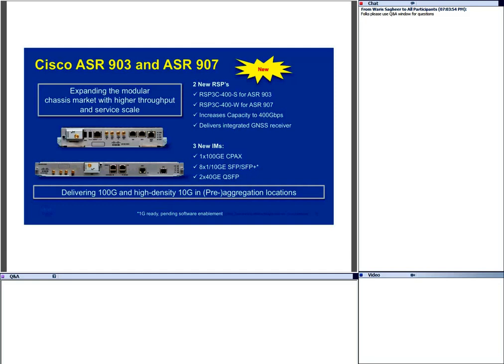There are 2 variants of RSP3: one is 200 and the other is 400 gig. We are not shipping 200 gig yet; that's coming up shortly. We are shipping 400 gig right now. It delivers an integrated GNSS receiver. In the previous slide, we saw that the GNSS receiver could be just screwed or plugged directly into the RSP. So at certain customer sites, if you have a 907, you don't need an external receiver at all. The antenna can be directly connected to the RSP3 on the 907.